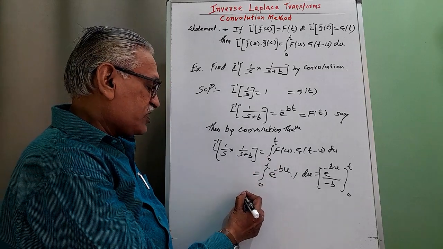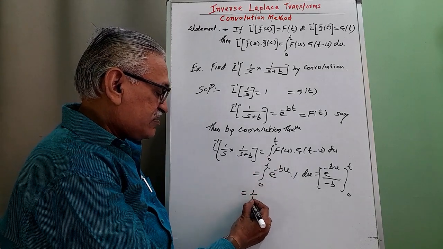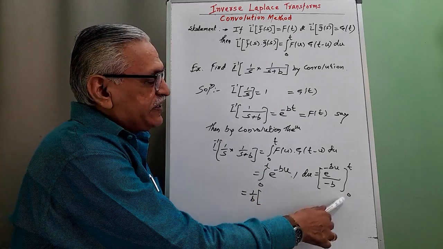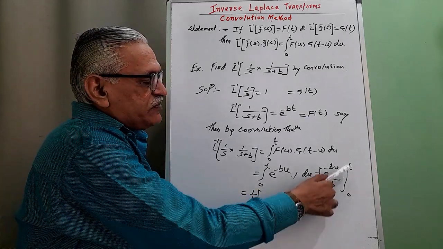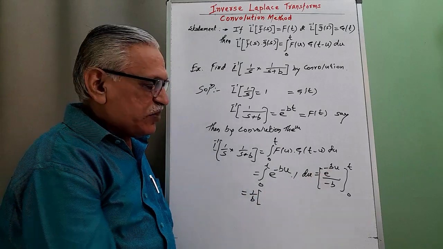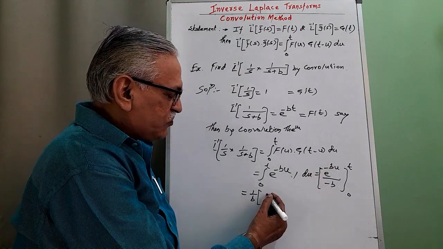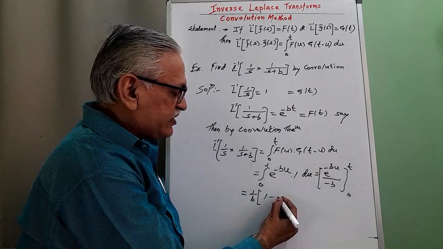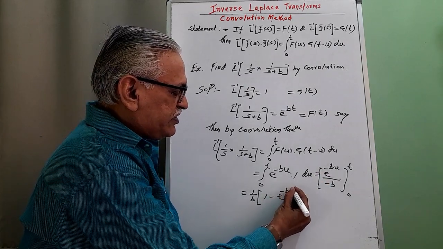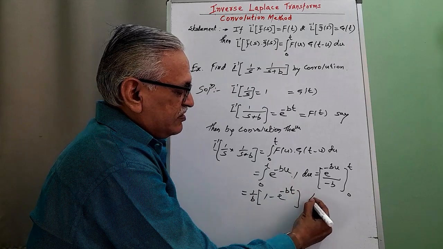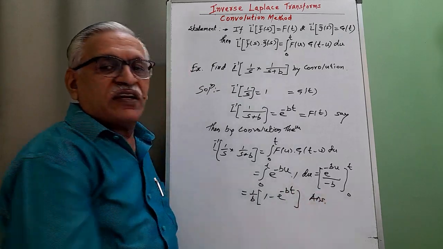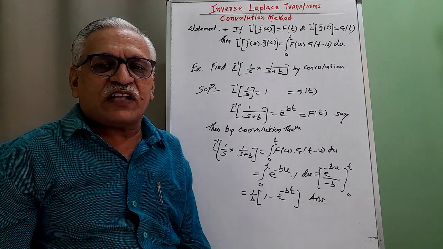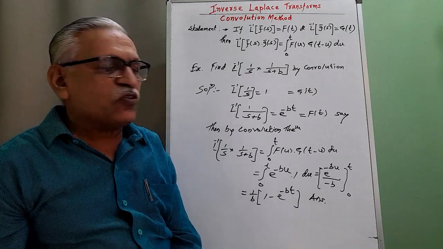The constant term 1 by b we take outside, and then cancel the minus sign by interchanging the limits. Therefore 0 becomes the upper limit and t becomes the lower limit, and e raised to 0 is 1, minus the lower limit t, which becomes e raised to minus bt. This is the required answer, the value of the inverse Laplace transform by convolution.